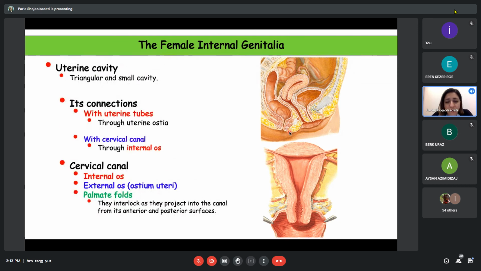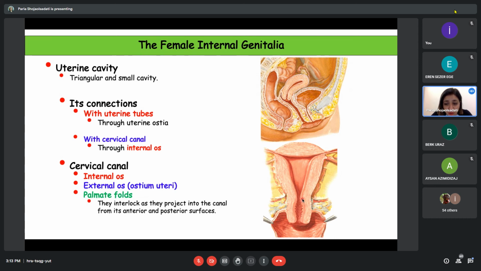Inside the uterus, we have a special cavity, and you can imagine this T-shaped cavity is named the uterine cavity. It's a small triangular-shaped cavity. It's covered by the endometrium, as I mentioned before. This endometrium covers the inside of the uterus and continues inside the cervix.